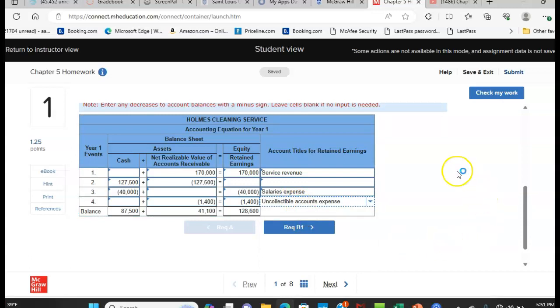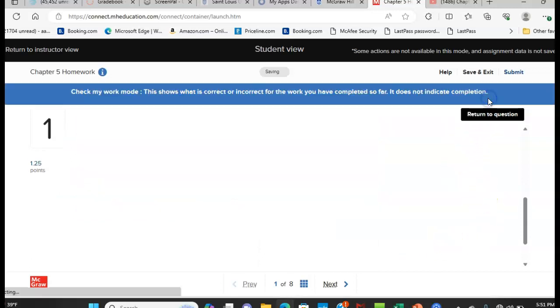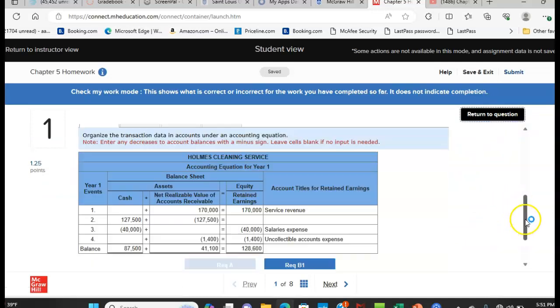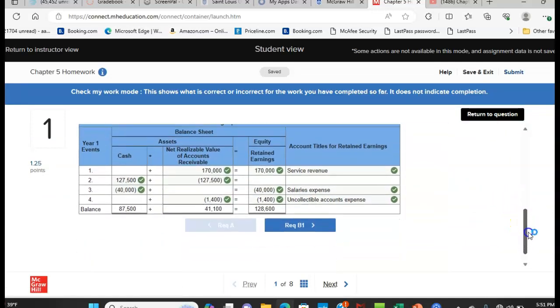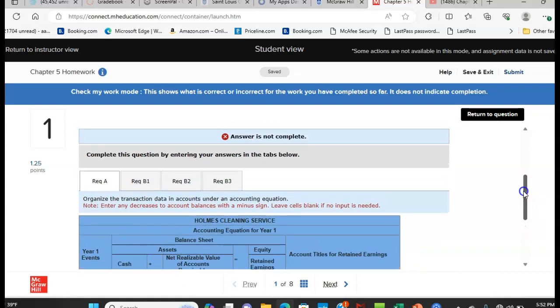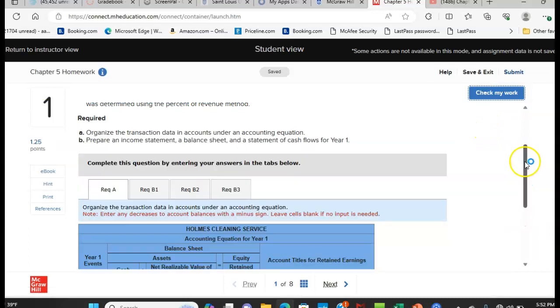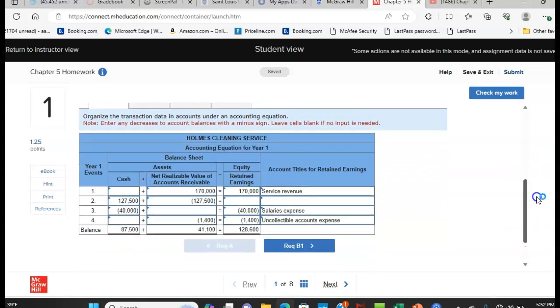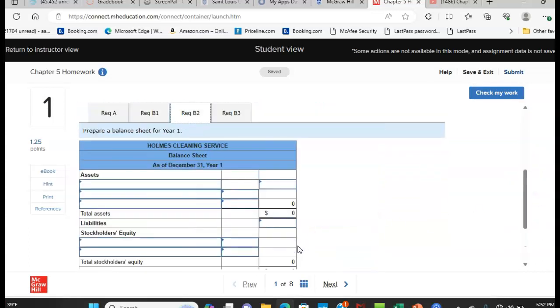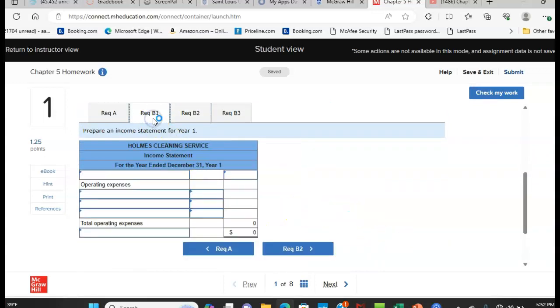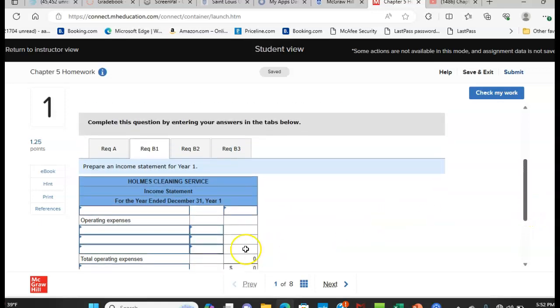Okay, so let's check our work for this first part. Okay, yay, good job. Everything looks good there. So let's return to the question and take a look at part B. For part B, I think I skipped one. Go back to B1. We're now doing the income statement. All right. For part B1, we're now preparing the income statement.